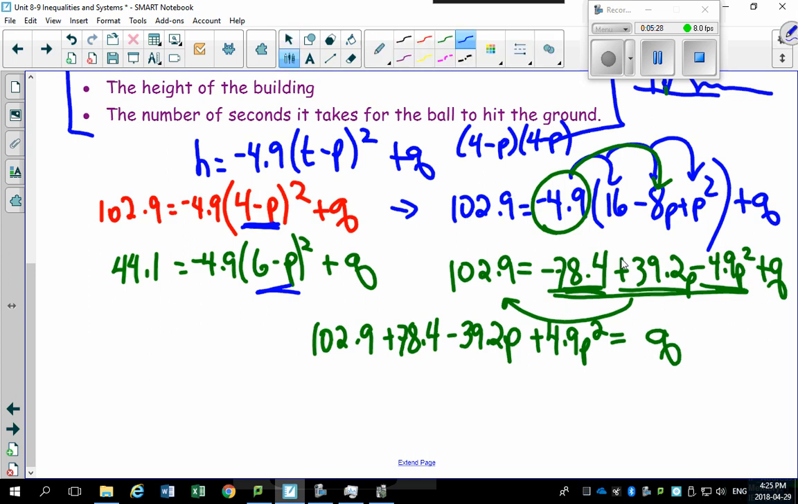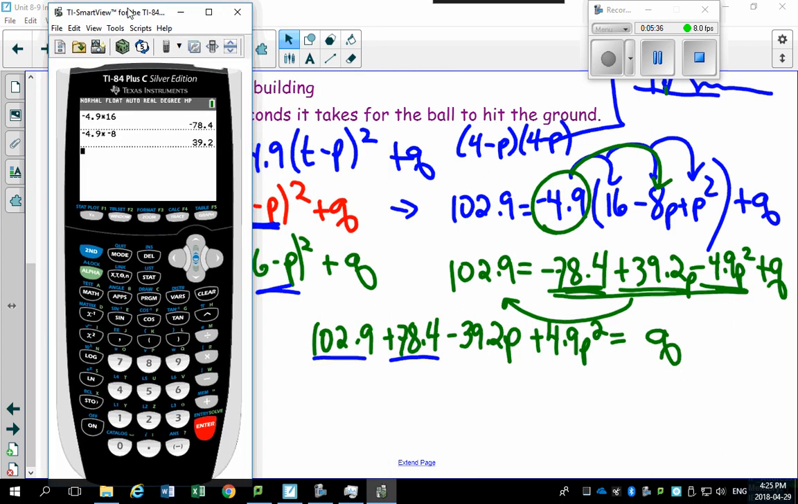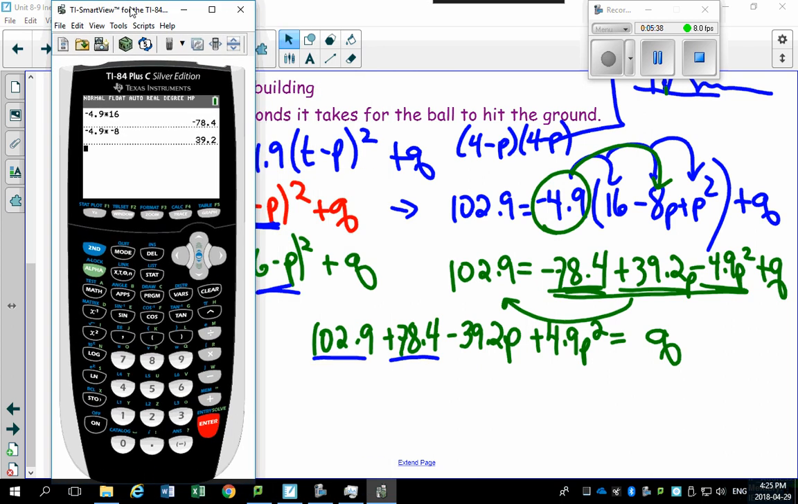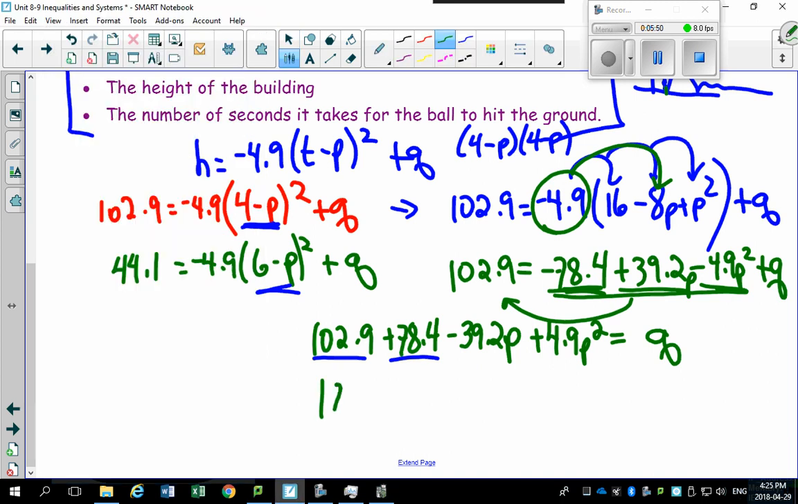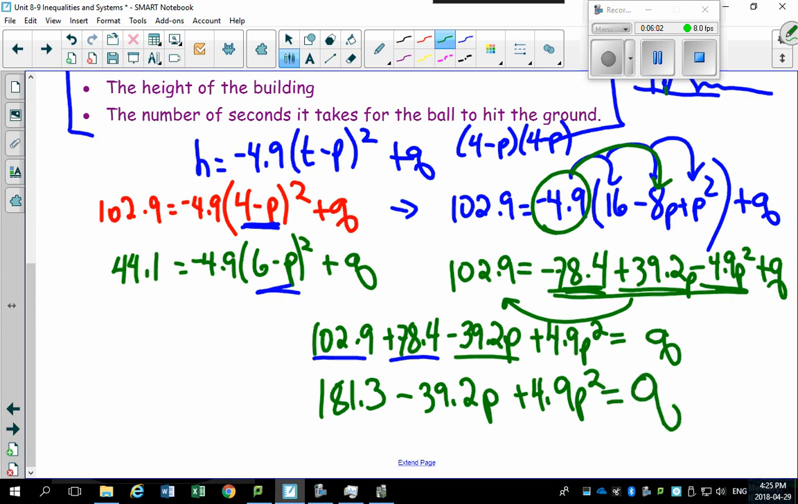Now, I'm going to combine 102.9 and 78.4. Those two can combine. Just to make sure that I don't make any mistakes, I'm going to put that onto my calculator. So there's my 102.9 plus my 78.4, and I'm going to get an answer of 181.3. So 181.3, then that's minus 39.2P plus 4.9P squared. And that whole thing is going to equal Q.